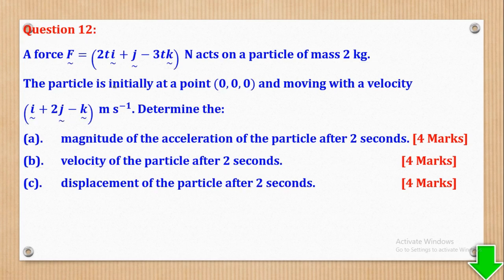So this vector question, you have to first find out whether the force is variable or constant. So in this case, if you look at this expression for the force, there is this T and also this T here, meaning that this force is variable because as T changes, the value of F also changes. Now, after realizing that it is variable, what should come in your mind should be integration and differentiation. So let's start with part A, where they want the magnitude of the acceleration of the particle after 2 seconds.